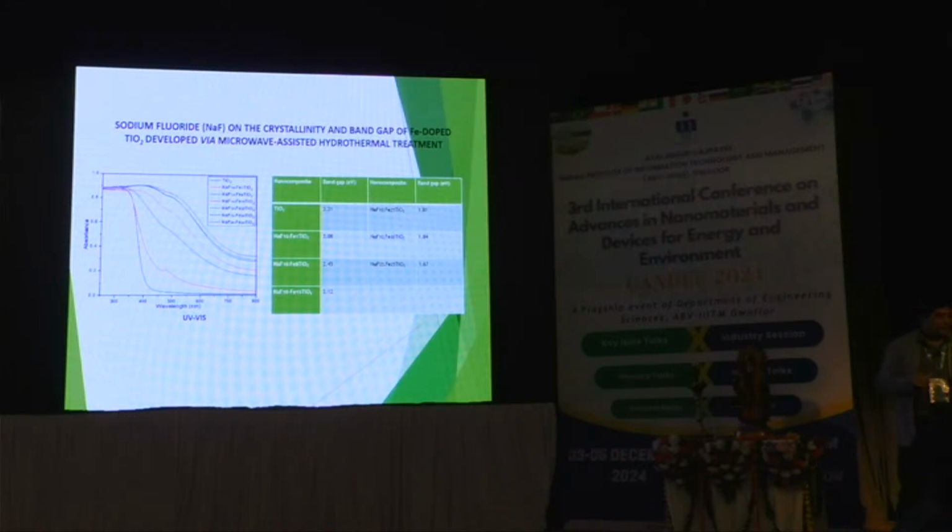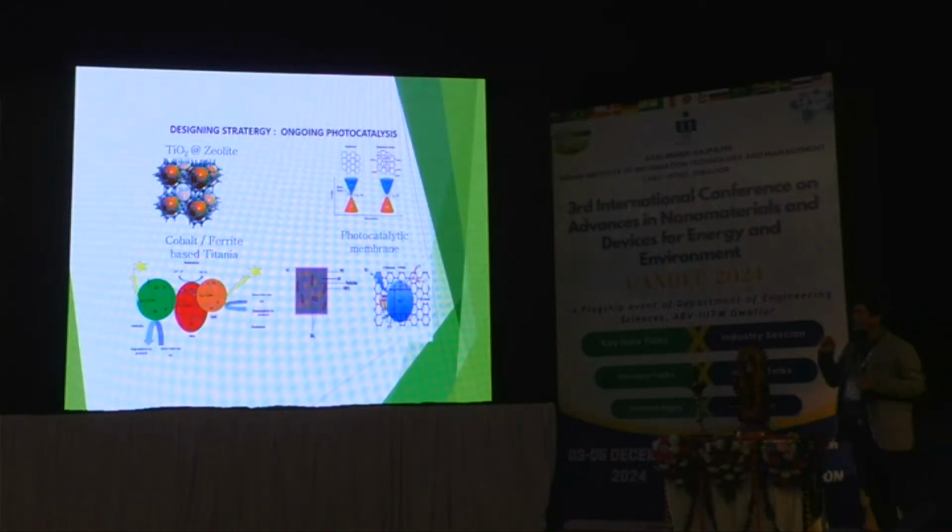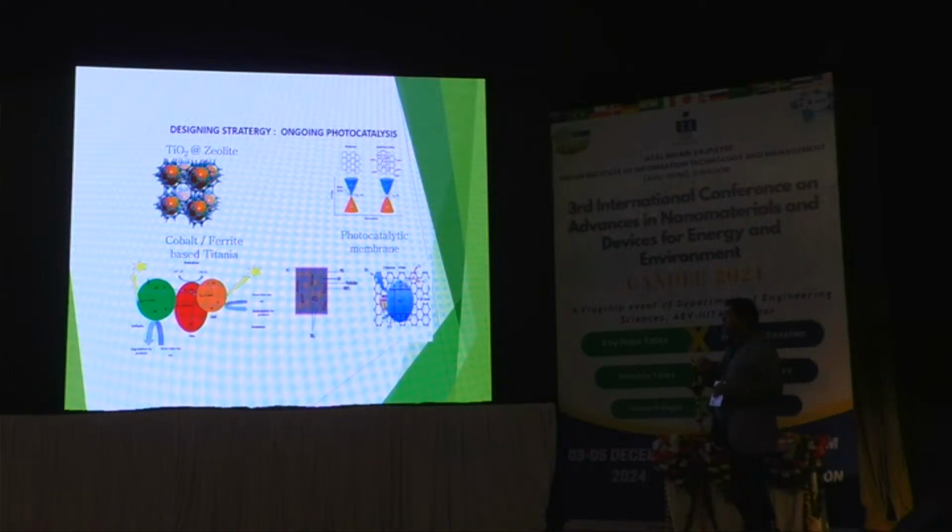Yeah, thank you. Then we have certain other projects we are doing. In this kind of project, if we make the material magnetic, it will be quite easy to separate, right? Then we can do a number of cycles, and the number of cycles is very important. We can also maintain the strength of the material, because if the strength is not maintained, then you cannot go through a number of cycles. So we have developed some cobalt ferrite based titanium.